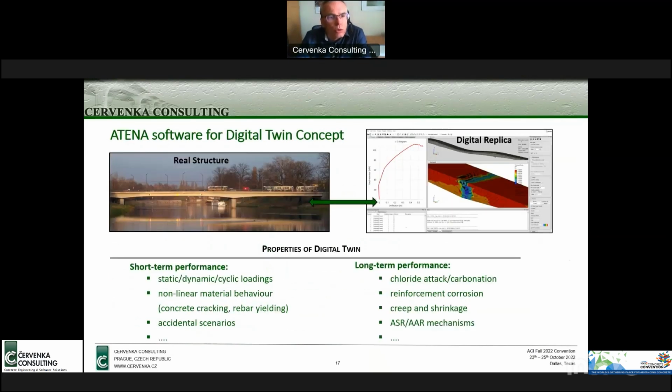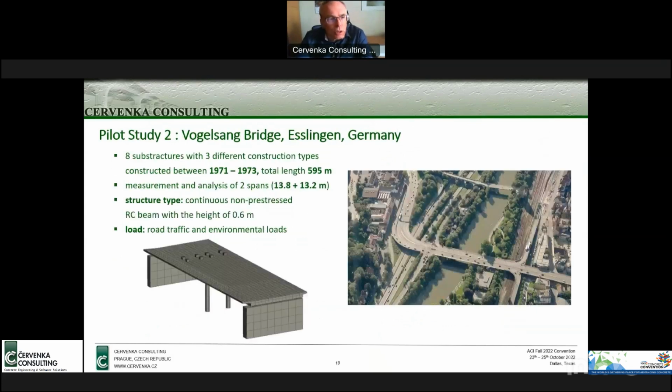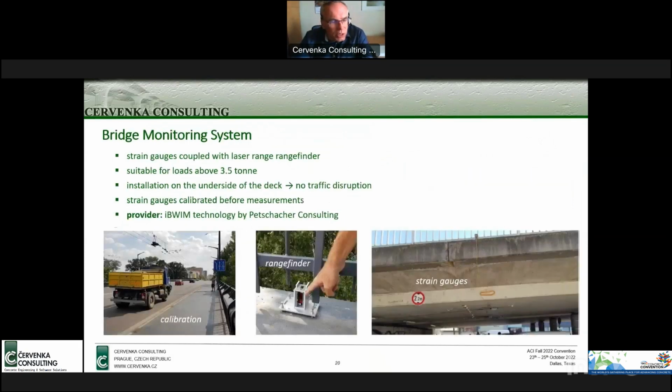So let me go now to the digital twin concept, where we are using ATENA more and more often nowadays. I would like to show two examples. One is an example in the Czech Republic, a prestressed concrete box girder bridge. And the second one is a bridge in Germany, which is a reinforced concrete bridge. So what is this digital twin concept?